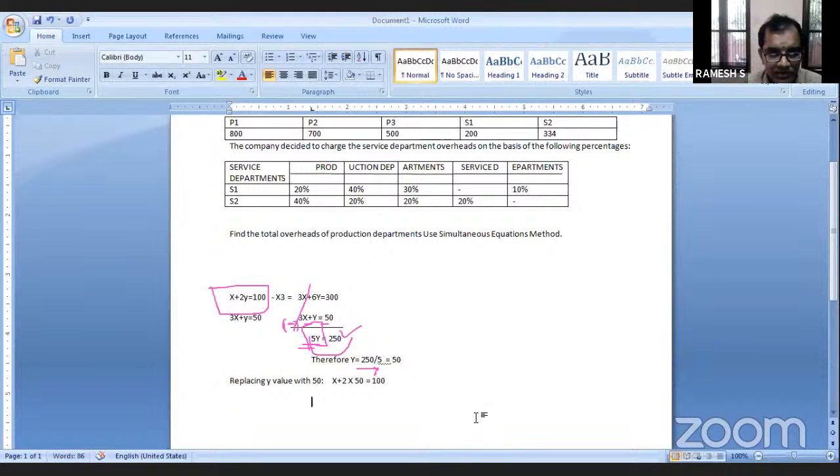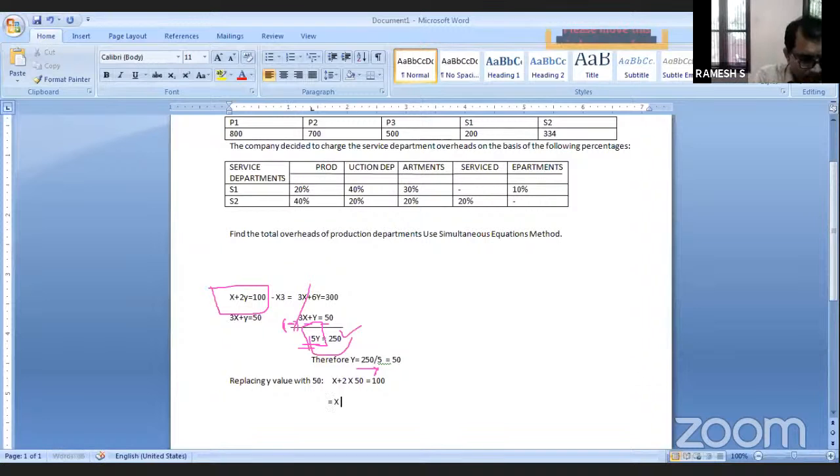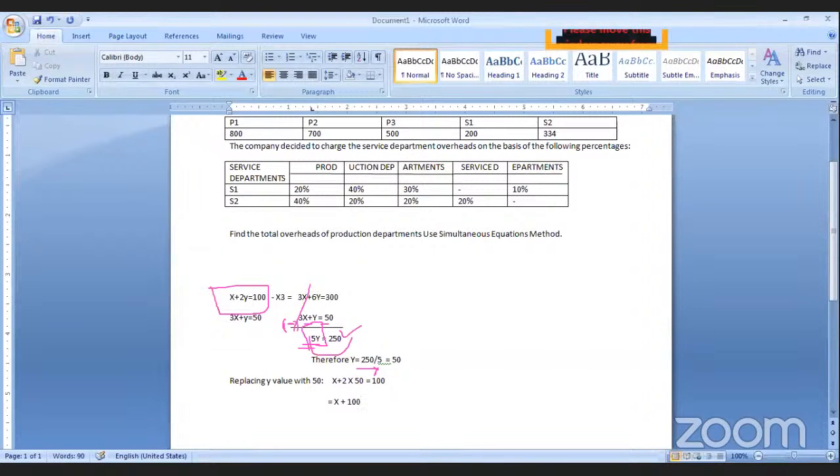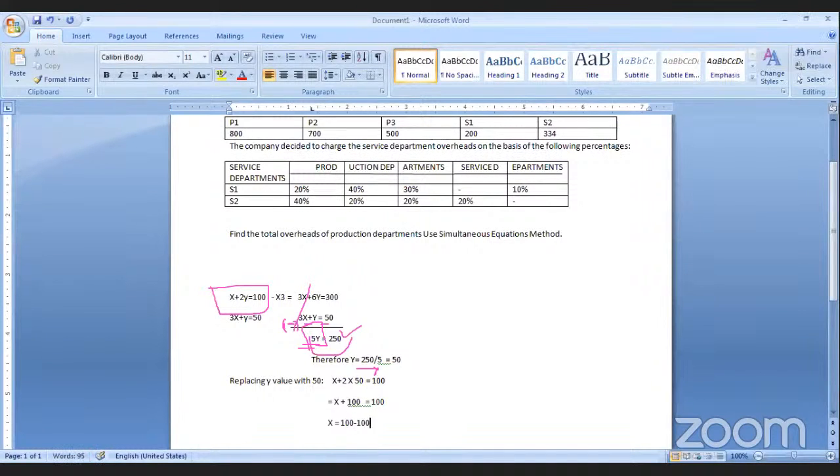Therefore it implies x plus 100 equal to 100. So x is equal to 100 minus 100. Coming to this side, the plus 100 you will take to the other side, then what will become? It will become minus. So therefore x is equal to 0.